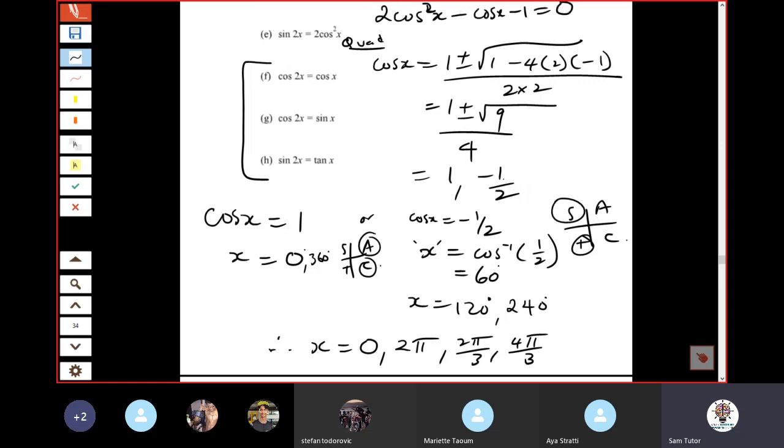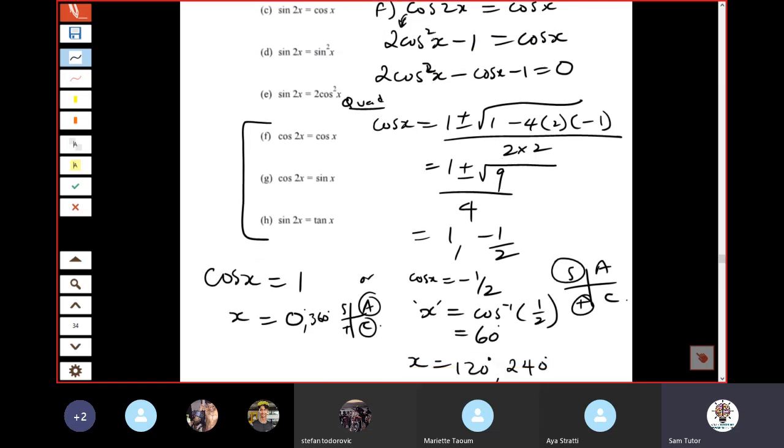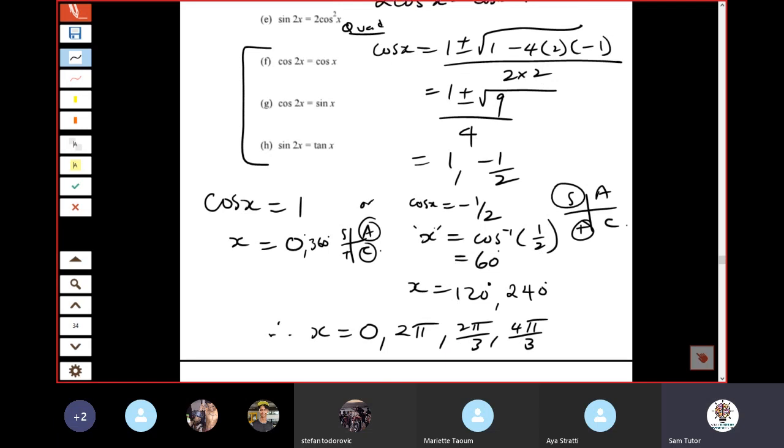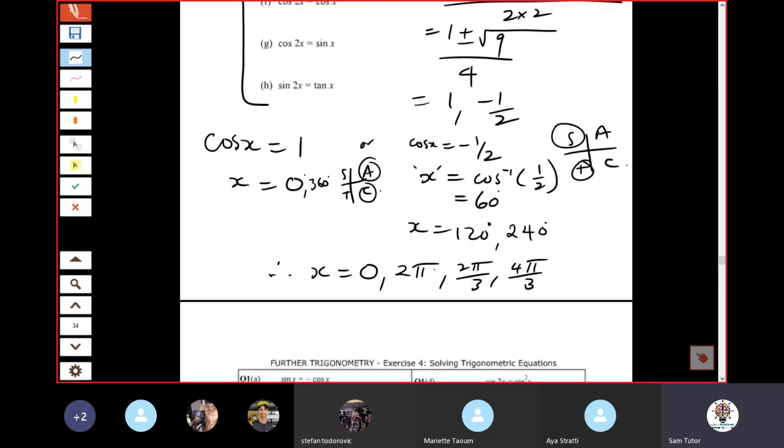I'll scroll up for a little bit just so you can see where I started from again. Cos 2x, transform that to cos squared because the right hand side said cos. I brought everything to one side, used the quadratic formula. Then I've just got two equations, solve them. This is a negative, so I can't. I find my 60 degrees, and then where is cos negative? And then how do I convert these degrees to radians? Just divide by 180 and put a pi in there.